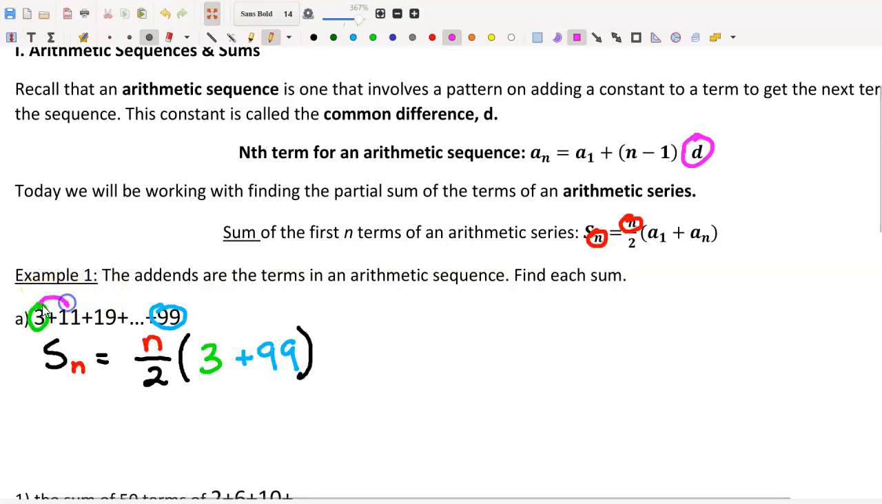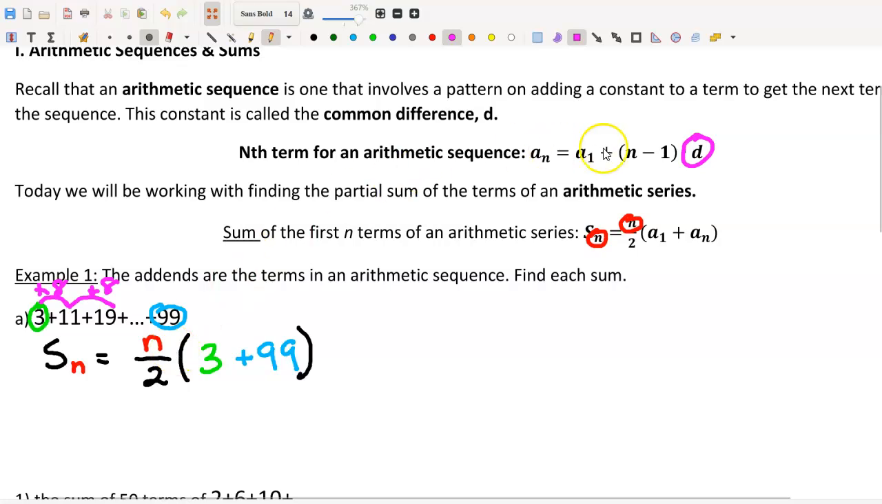I'm going to do 11 minus 3 is 8. 19 minus 11 is also 8. So I confirm it's an arithmetic series. So I'm going to use this formula, and I could find out what n is. I'm not going to know what n is, but I could fill out what these are, all three of these, and then work backwards and solve for n. Get that n, plug it back into here, and then I get the sum.